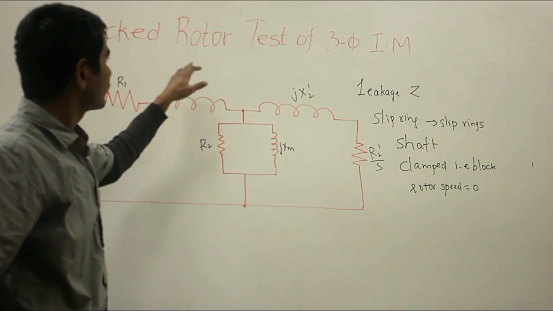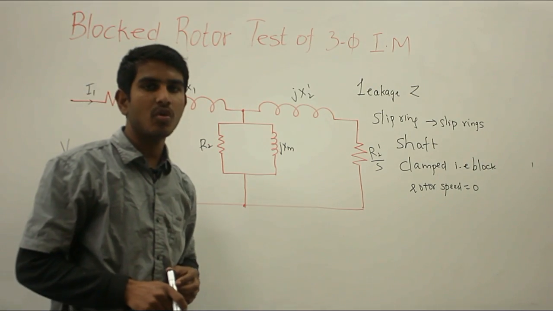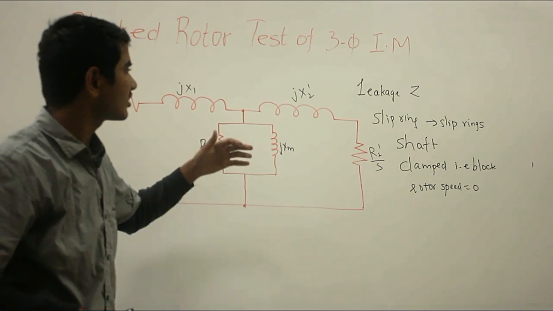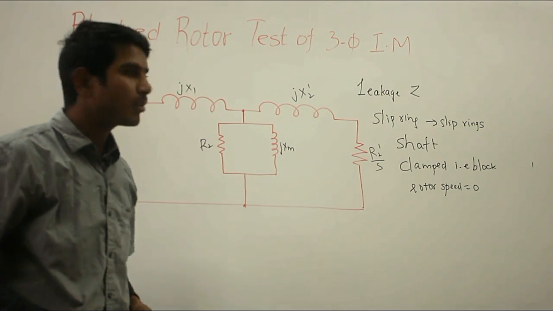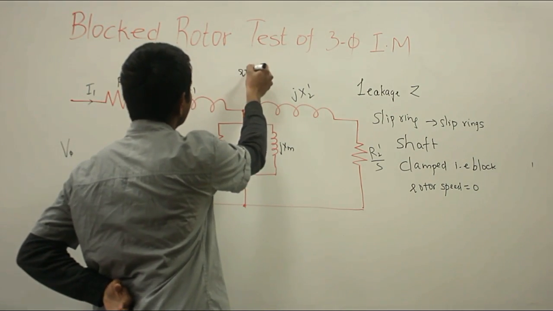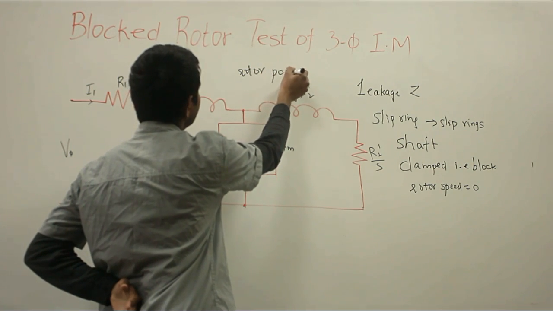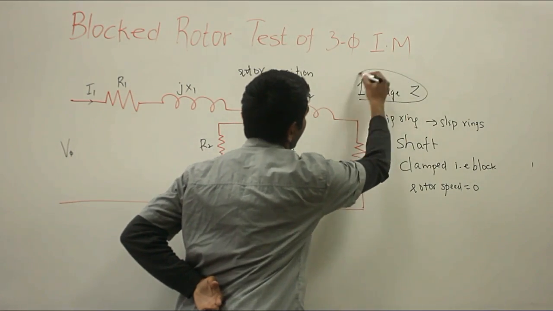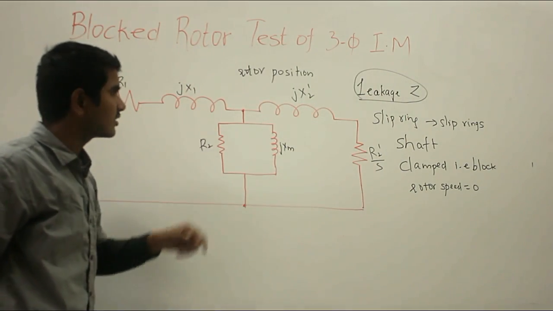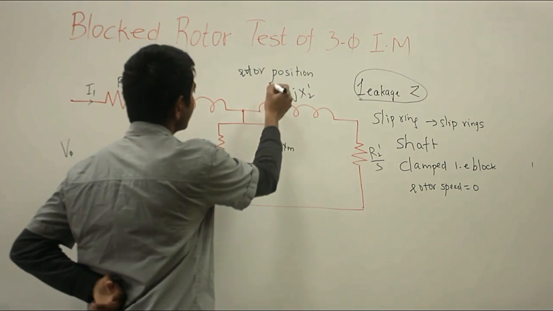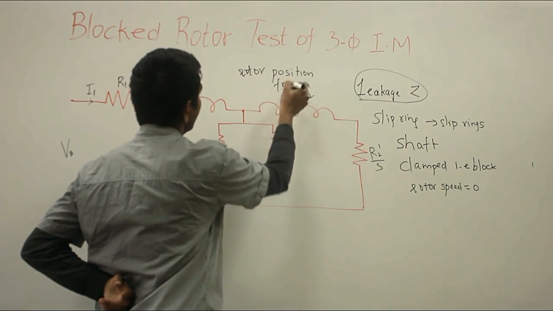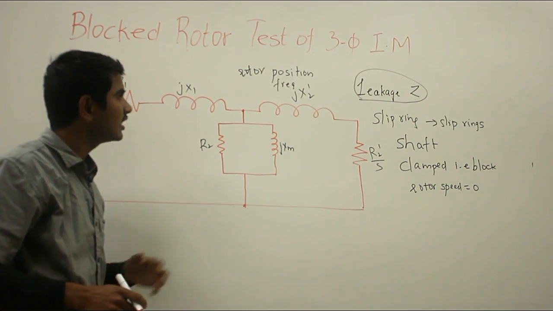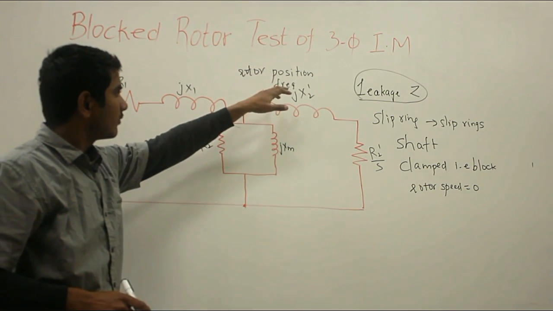The block rotor test on a three-phase induction motor is a little bit complex, because the resultant value of leakage impedance is affected by the rotor position. The resultant value of leakage impedance that we calculate from this test is affected by the rotor position, the rotor frequency, and also the magnetic flux dispersion of the leakage flux path.